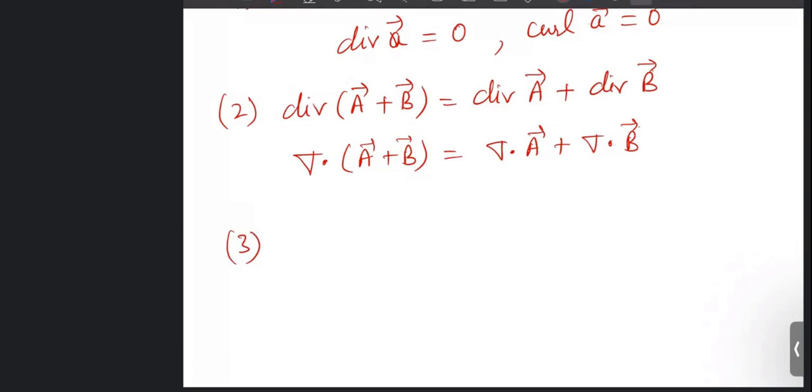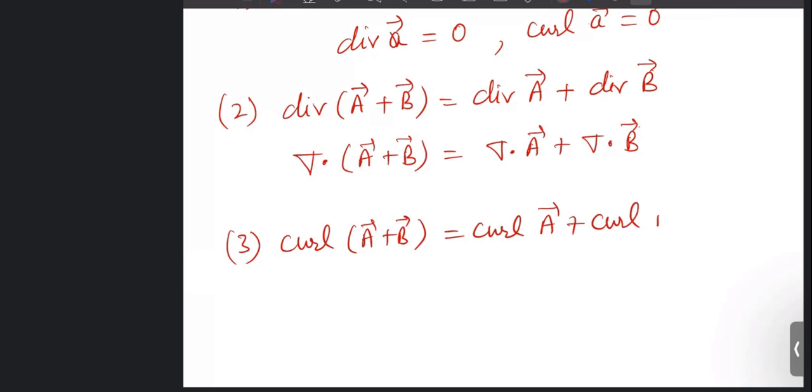And the third property is curl of A plus B is also equal to curl of A plus curl of B, that is simply del cross (A plus B) is equal to del cross A plus del cross B.